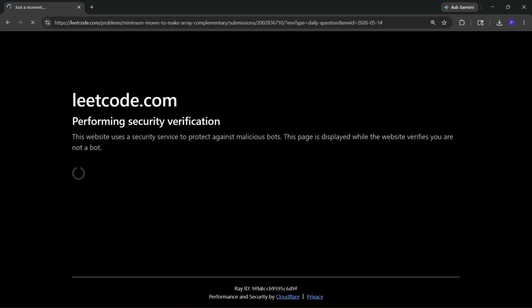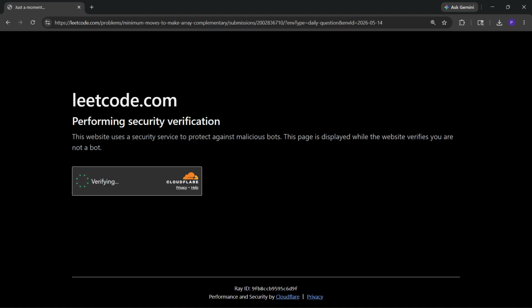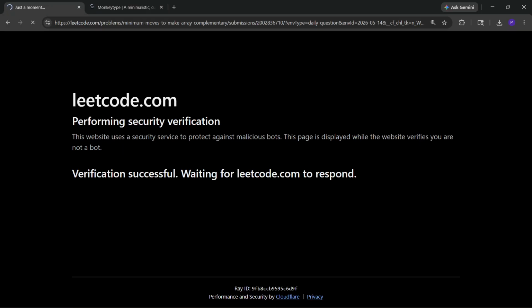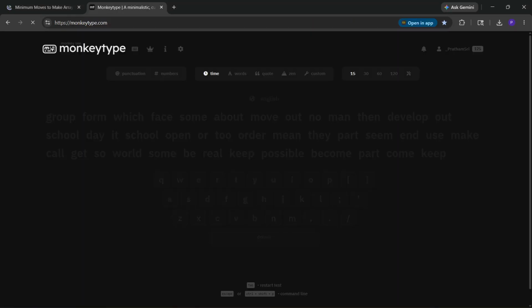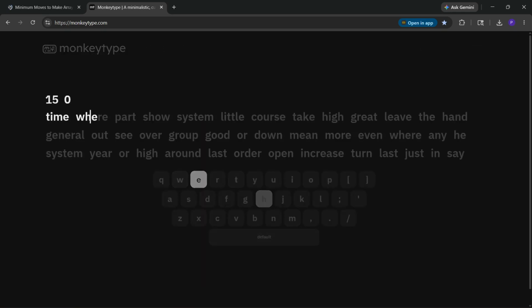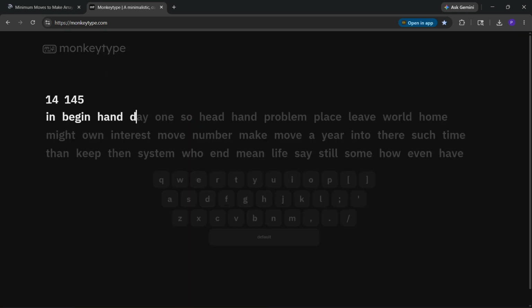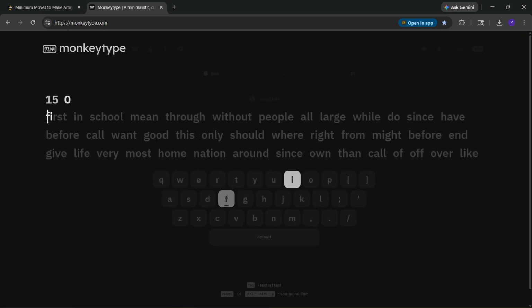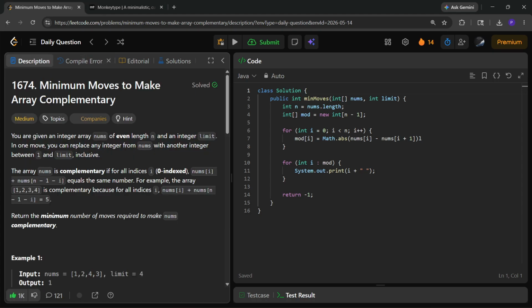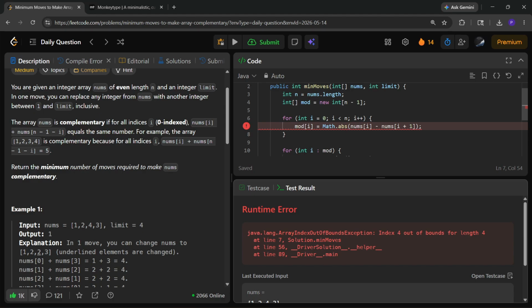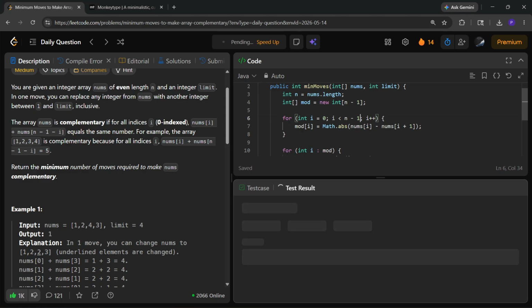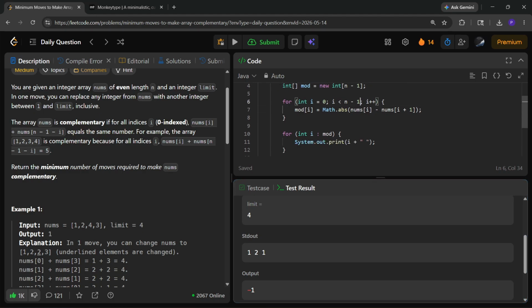I accidentally submitted it. Compilation error. Hmm. i less than n minus 1, that is i less than n minus 2.